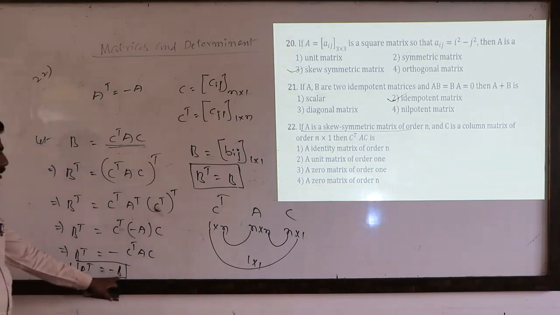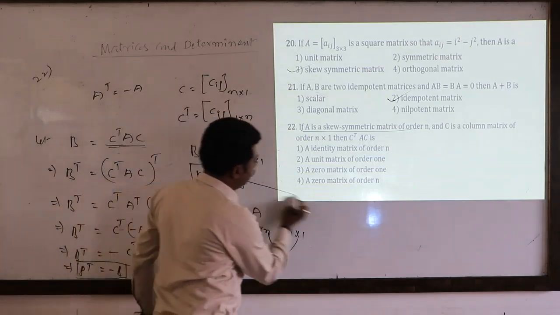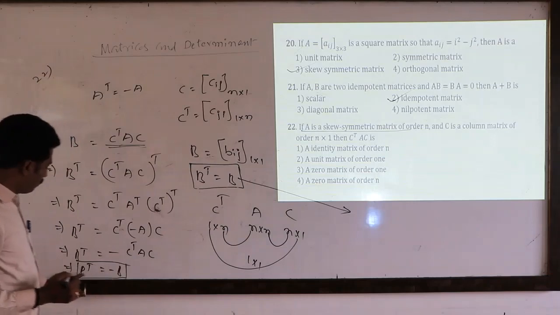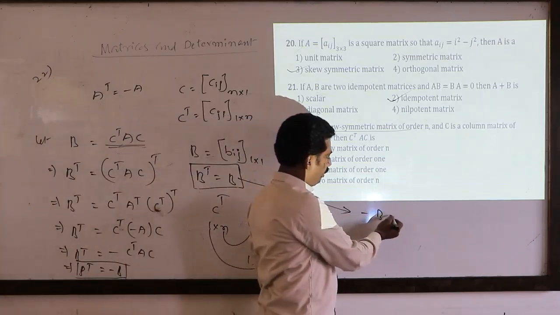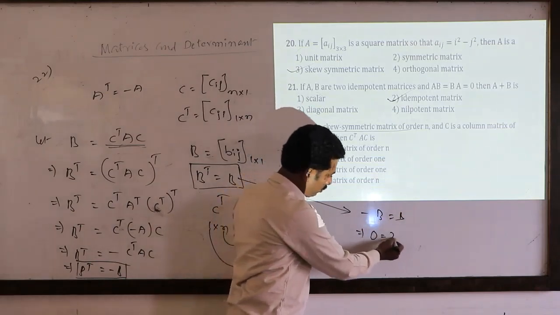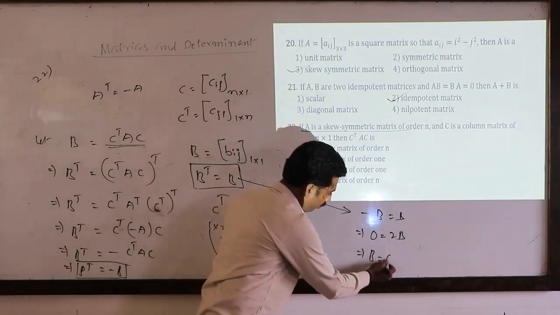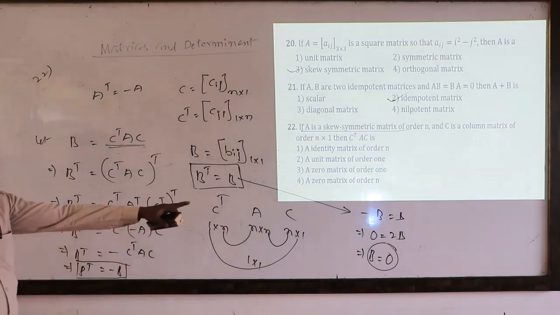B transpose equal to minus B. B transpose equal to B. So you observe this one. From this one I am taking, what is B transpose? B transpose means minus B. So minus B equal to plus B, so 0 equal to 2B. So from this B equal to null matrix. What is the answer? B is null matrix.